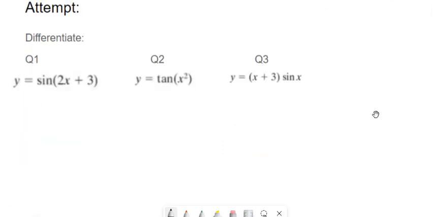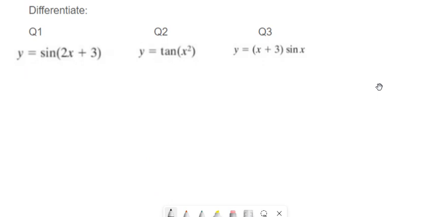So there's a few here if you want to have a look at them. You'll have to differentiate some of them in different ways. If you want to have a go at them, then play on the video, and I'll go through the answers.